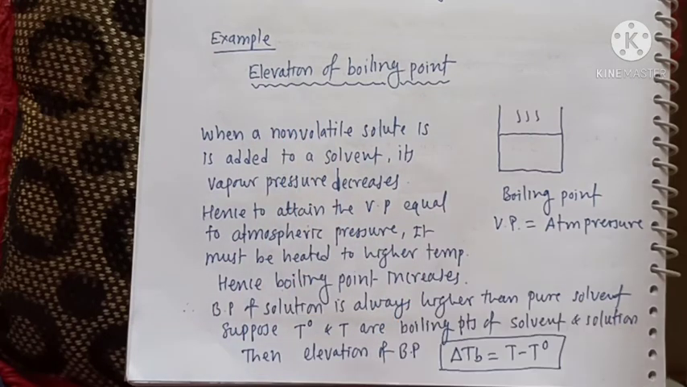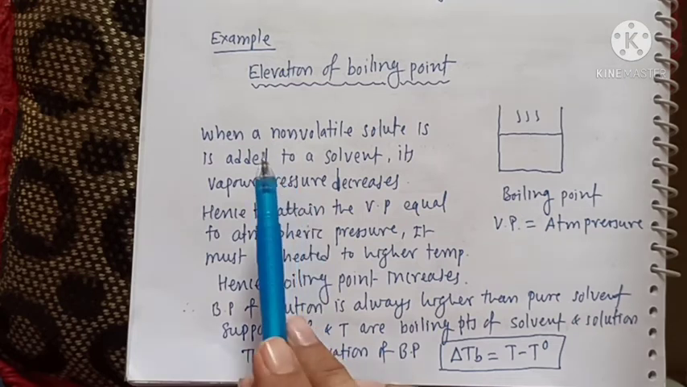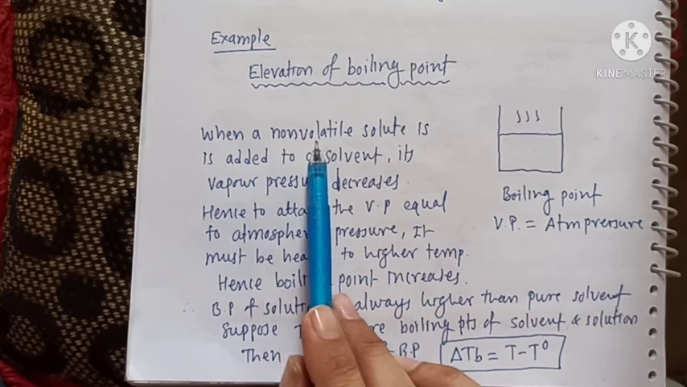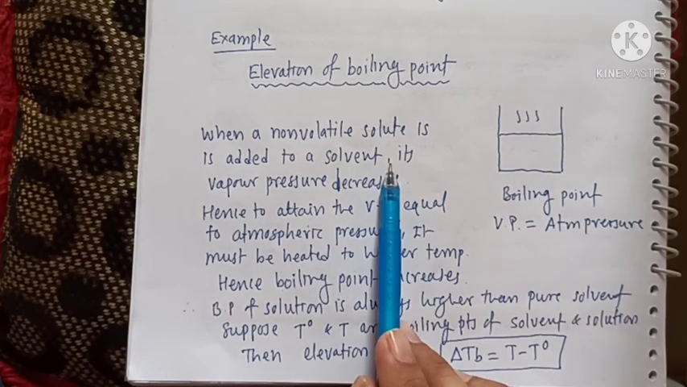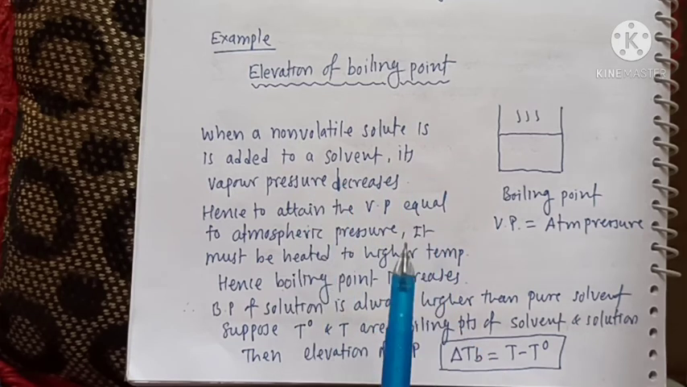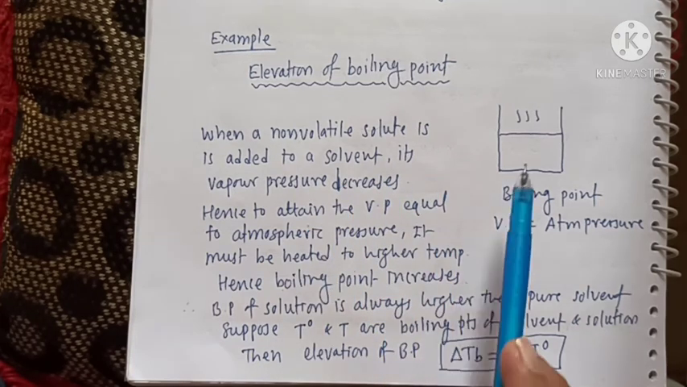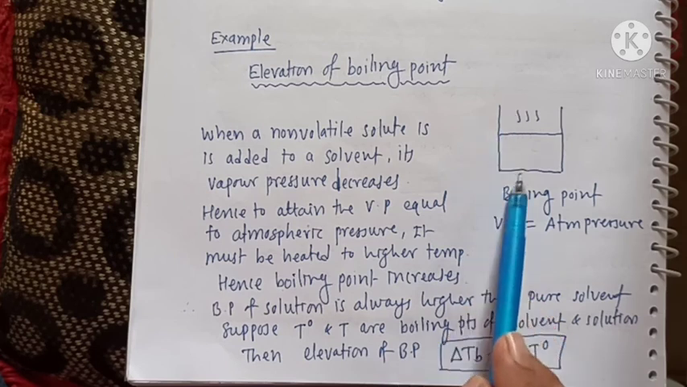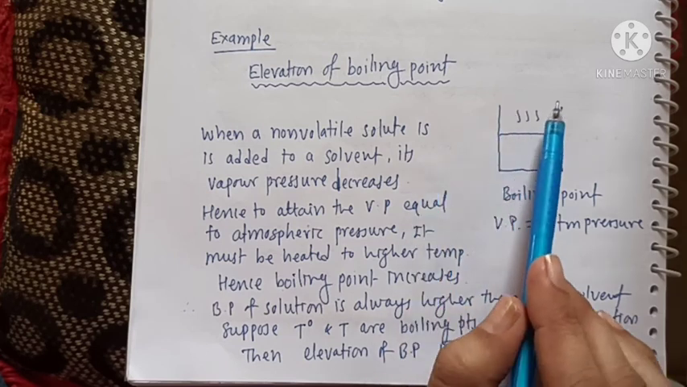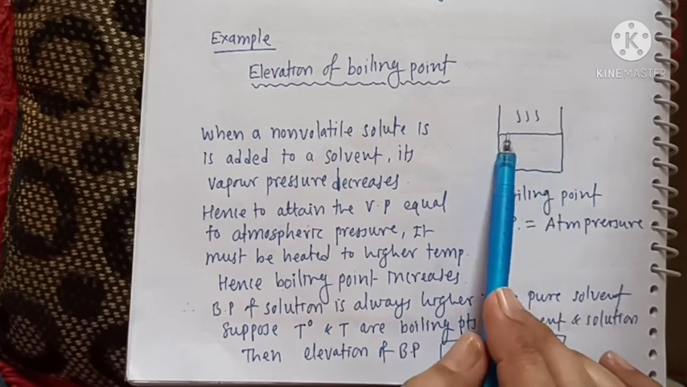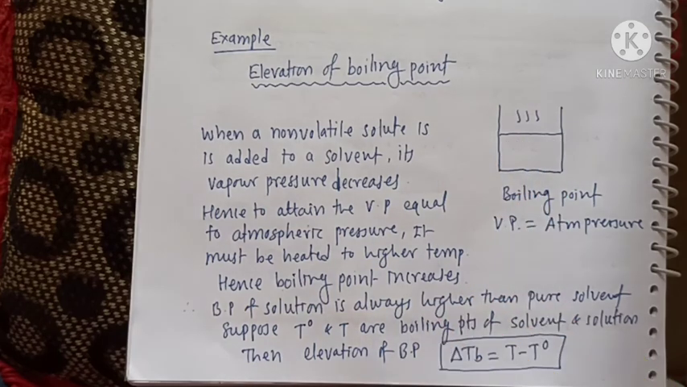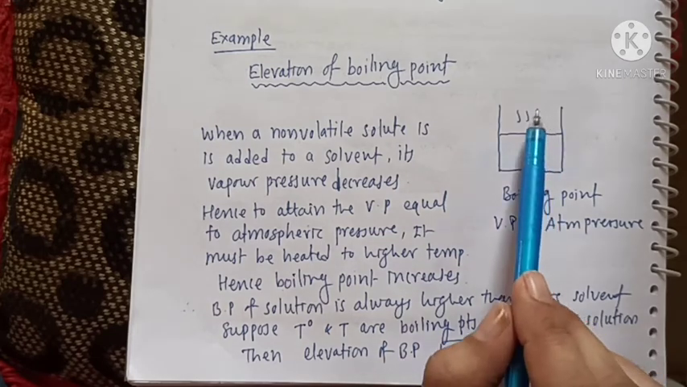Now, what is elevation of boiling point? When a non-volatile solute is added to a solvent, then what will happen? Its vapor pressure will decrease, because when you add a non-volatile solute, then they will occupy some of the surface area of that particular solvent. Therefore, vapor pressure will decrease.